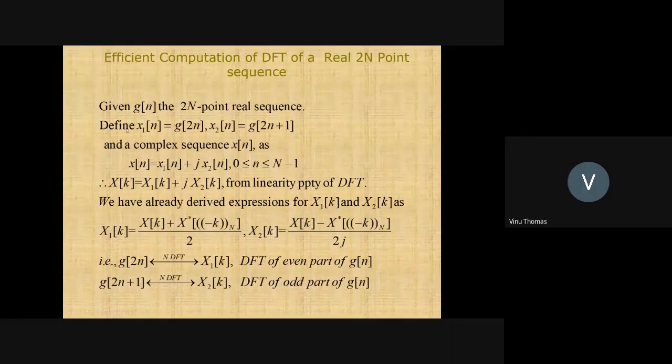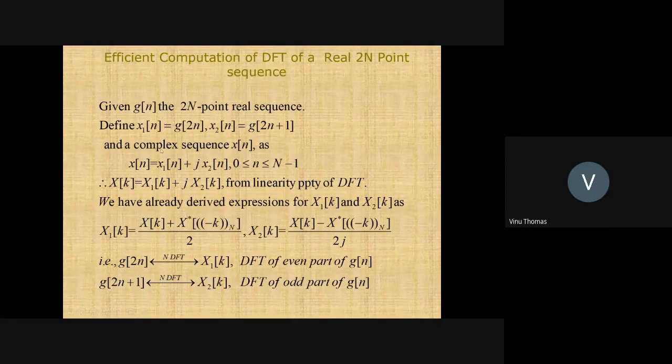Where did we see this before? We are splitting the sequence into an even component and an odd component. When we started our discussions on decimation in time FFT, we had talked about the decimation of the input sequence into an even sequence and an odd sequence. So now you can define the sequence x1 of n as the even component of g of n and x2 of n as the odd component of g of n.